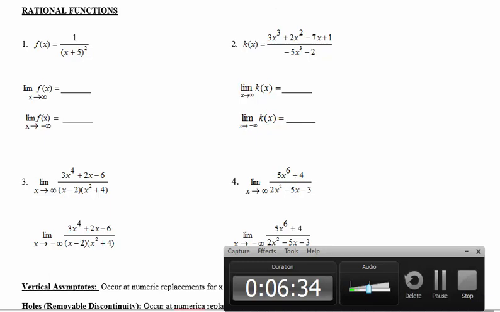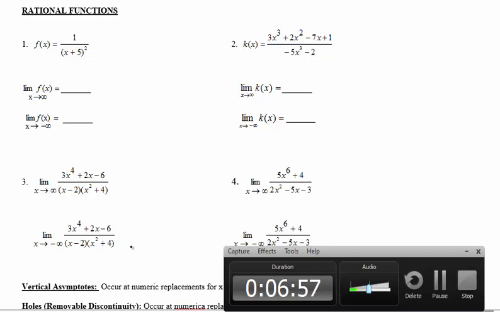Well, in the past, what you've done is you've had to compare the degrees of the exponents in both the numerator and denominator. And it's kind of hard for me to scroll down, but I want you to look at the bottom of your worksheet. You'll see where it says asymptotic behavior of rational functions. And there are 3 cases there.